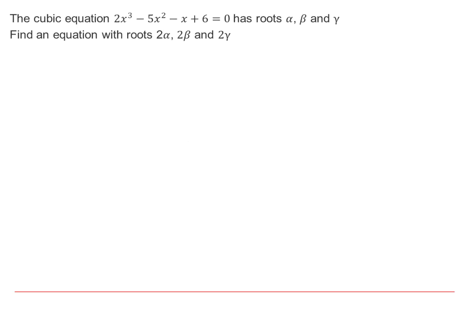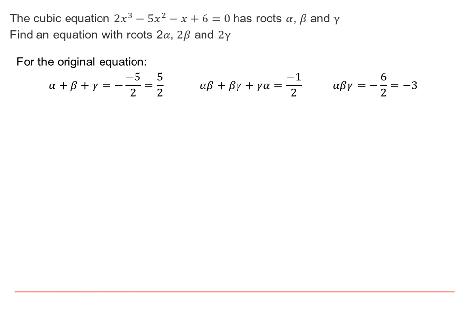So here's an example of the sort of thing we may be asked. We have got a cubic equation with roots alpha, beta, gamma, and we want to find an equation with roots 2 alpha, 2 beta and 2 gamma. Well, for the original equation it's quite easy to see that the sum of the roots is equal to 5/2. The pairwise product sum is equal to -1/2, and the product is equal to -3.